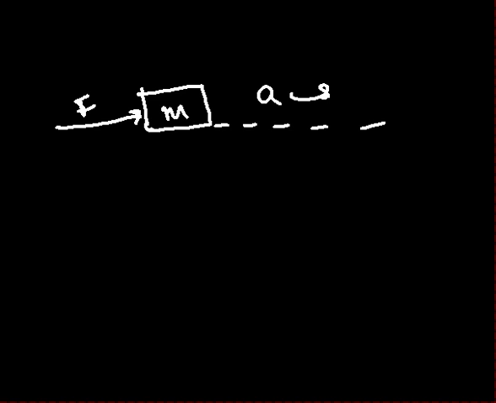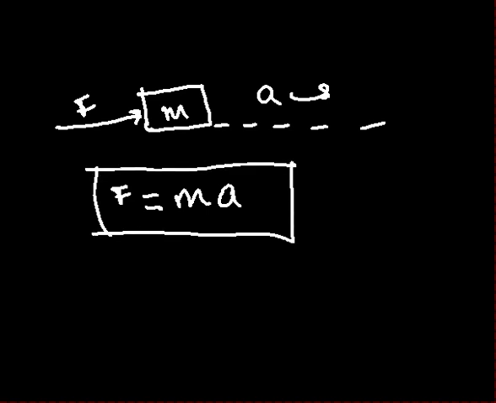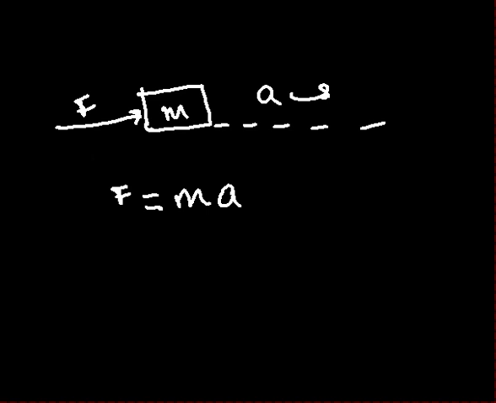According to Newton's second law of motion, the force responsible for the acceleration is given as F equals mass times acceleration. It states that the force applied on the object is directly proportional to the mass of the object and its acceleration, and it is given in newtons.